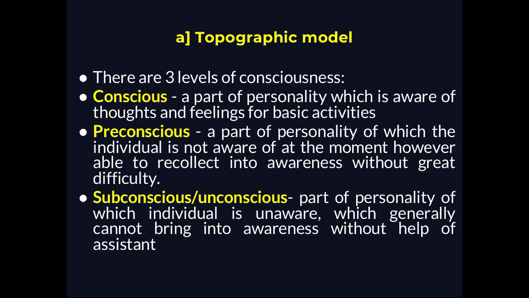Now, according to the topographic model, there are 3 levels of consciousness. First is the conscious, then the preconscious, and then the subconscious or unconscious. Conscious is what we are aware of. Preconscious is that part of the personality of which the individual is not aware at the moment, but can recollect into awareness without great difficulties. So this includes our stored knowledge, our experiences. The subconscious or unconscious part of the personality is that of which the individual is unaware.